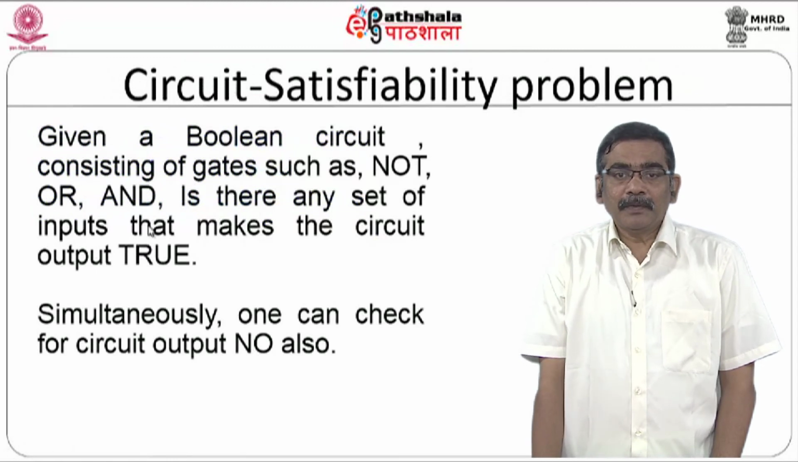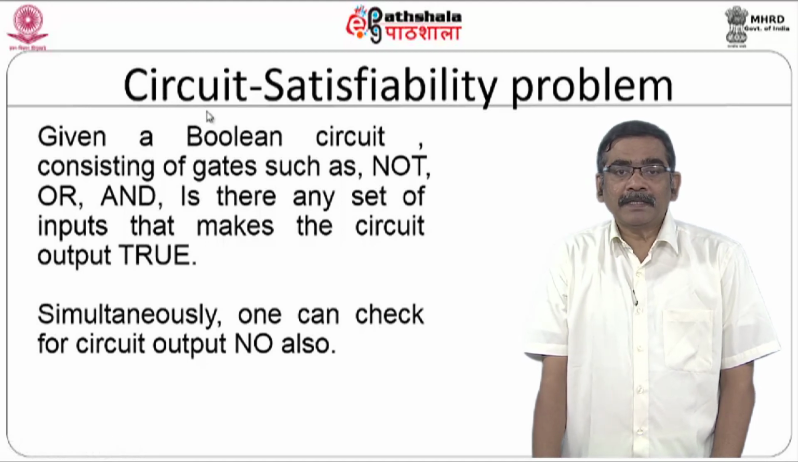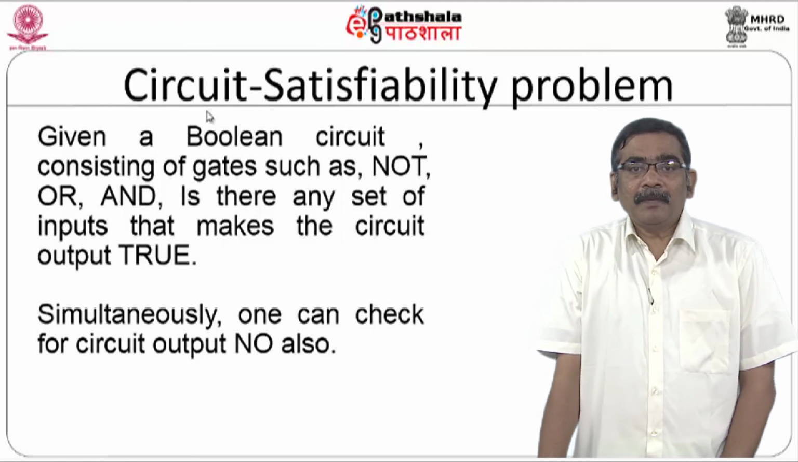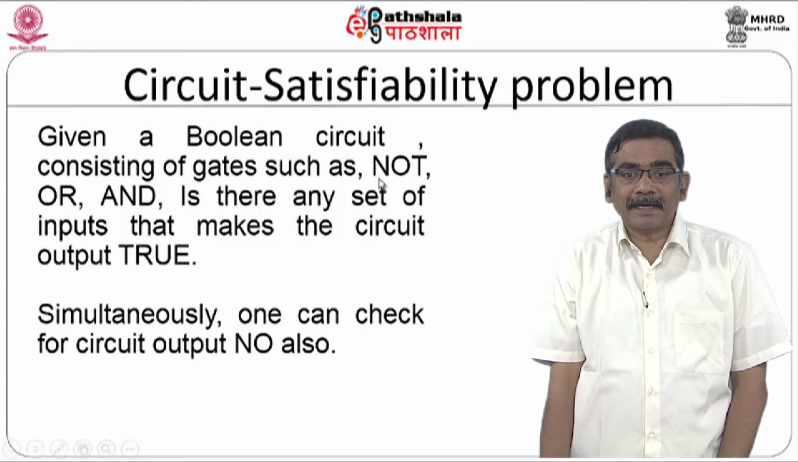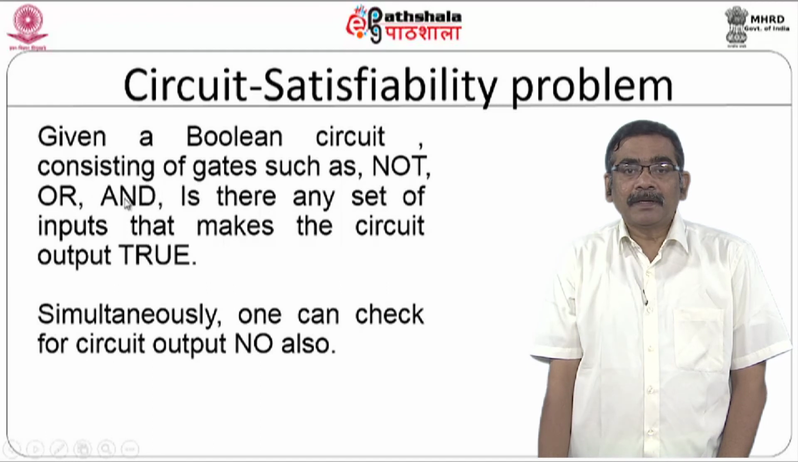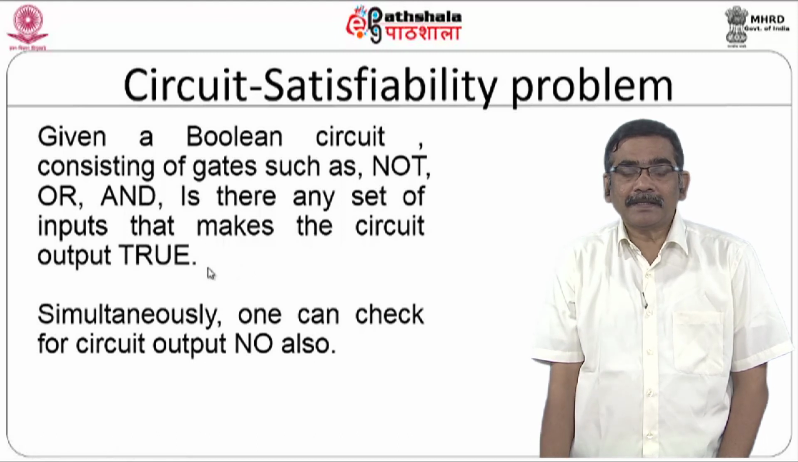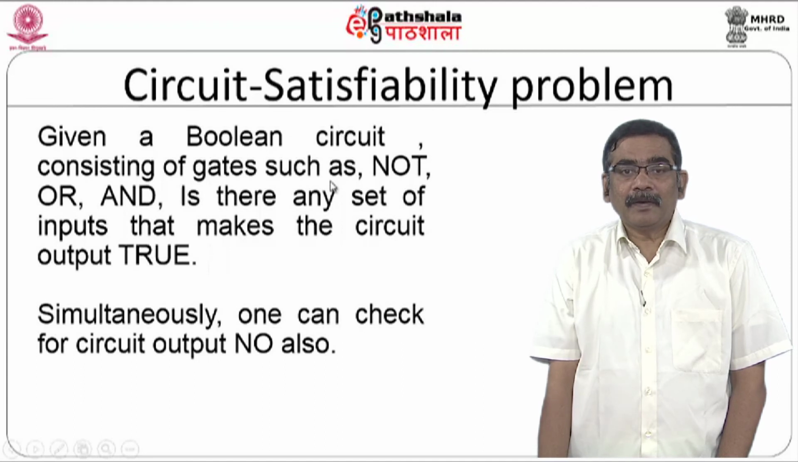One of the important contributions of Stephen Cook is the proof that the circuit satisfiability problem is NP complete. He formulated this problem in 1971. The problem of circuit satisfiability is something like this: given a Boolean circuit, which consists of various Boolean gates like not, or, and, the question is: is there any set of inputs that can make the circuit output true? If someone gives an assignment that makes the circuit output true, then the problem is said to be satisfied. Fine. What are the complications?